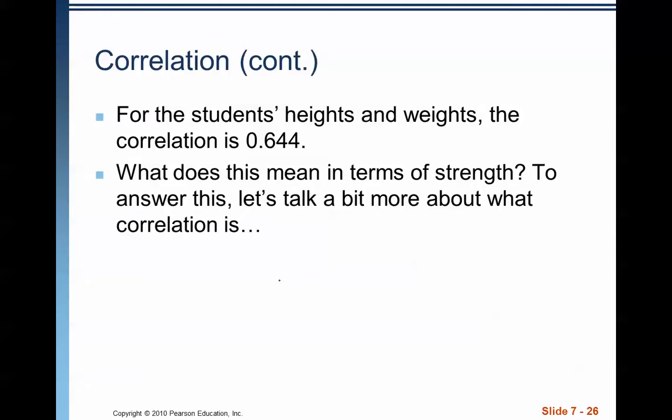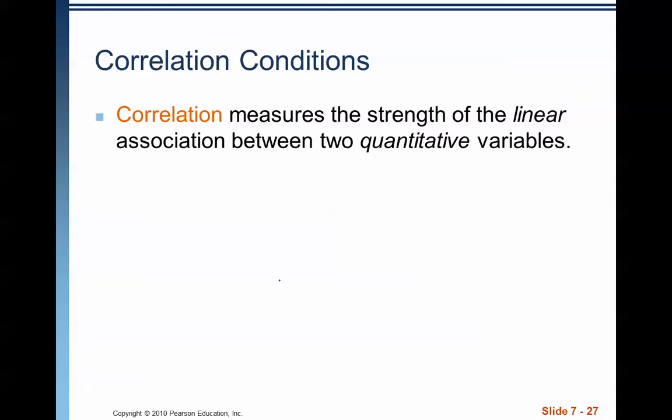So what does that mean? What does that tell us about the strength? Well, we need to talk a little bit more about correlation before we can really answer that question. First of all, there are some conditions that have to be met in order for us to use correlation. Correlation measures the strength of a linear association between two quantitative variables. If we are using categorical variables, we cannot calculate correlation. If the scatter plot does not look linear, then correlation is a meaningless statistic here.